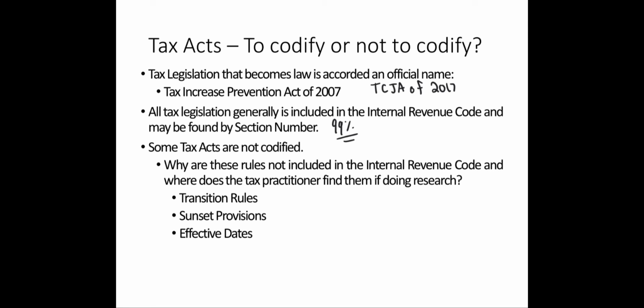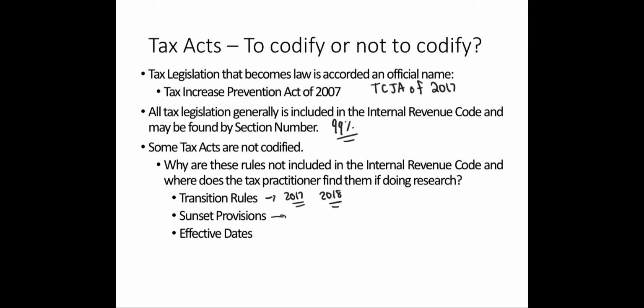Now, some tax acts are not codified. Why are these rules not included in the Internal Revenue Code? And where does a tax practitioner find them if doing research? So one thing is that you might have a tax bill that's been enacted, but it's not going to be updated in the tax law, the tax code, because it's going to take time, right? It might be passed in 2017, but it might not take effect until parts of 2018, so you won't see that necessarily adjusted in the U.S. code until it actually is effective.